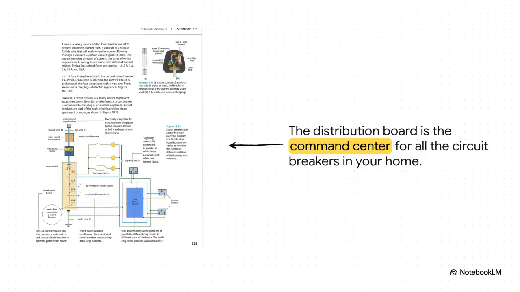So where do you find these bodyguards? Well, they're usually all lined up in your home's distribution board. You might know it as the fuse box. This thing is the command center for your home's electricity, with a different circuit breaker protecting each part of your house, from the kitchen lights all the way to the sockets in your bedroom.